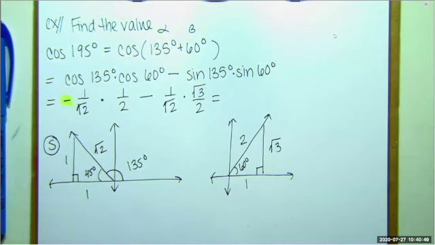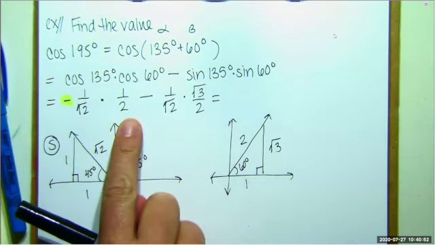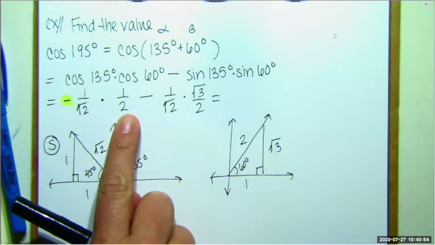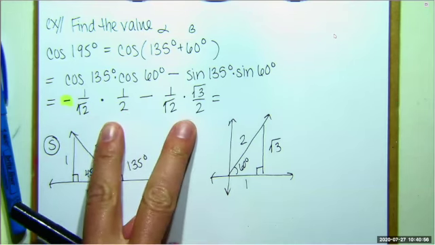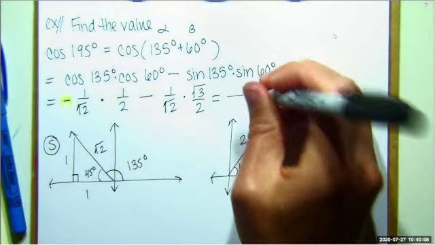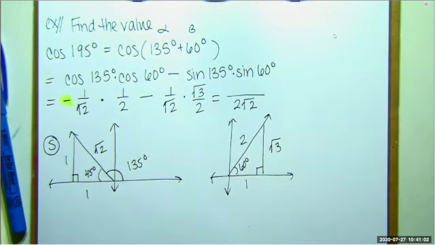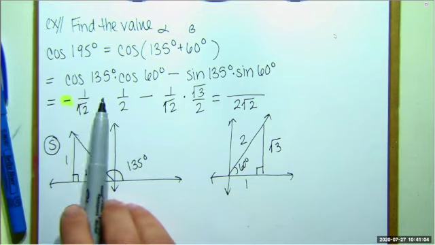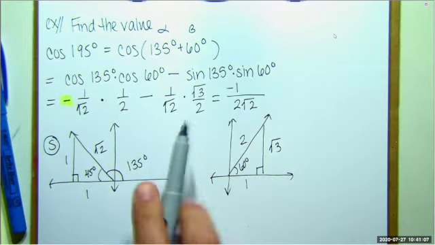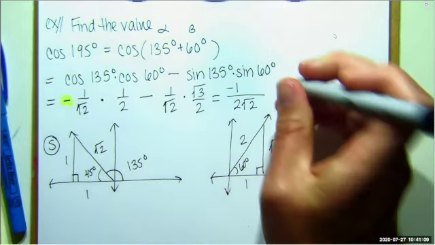This should always happen to you, that the denominators match because it's just the hypotenuse times the hypotenuse, so these should always match. So our denominator we have is 2 root 2. And in the numerator, I have -1 times 1, that's -1. And then I have -1 times root 3, that's minus root 3.